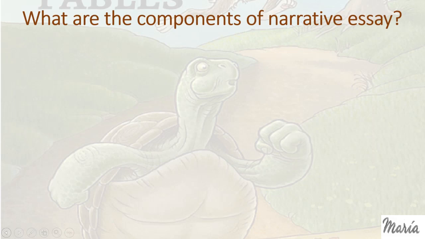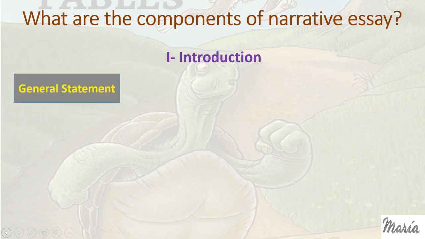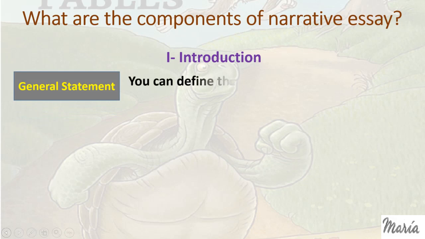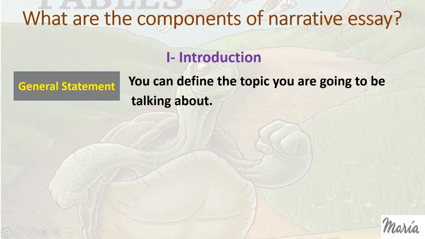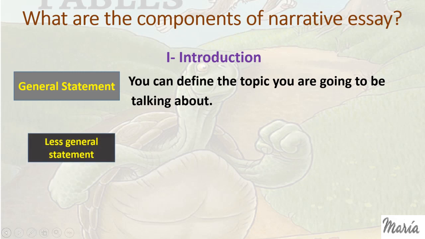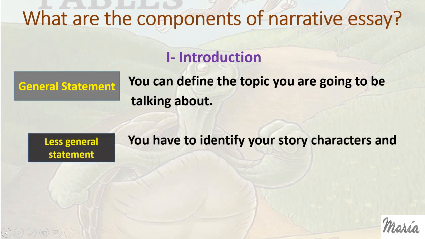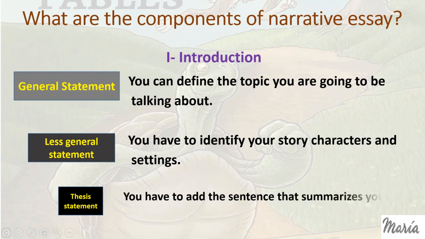What are the components of a narrative essay? Introduction: a general statement where you can define the topic you are going to be talking about; a less general statement where you have to identify your story characters and settings; and a thesis statement, where you add the sentence that summarizes your aim at writing this story.